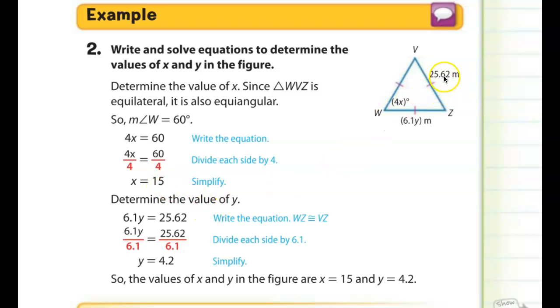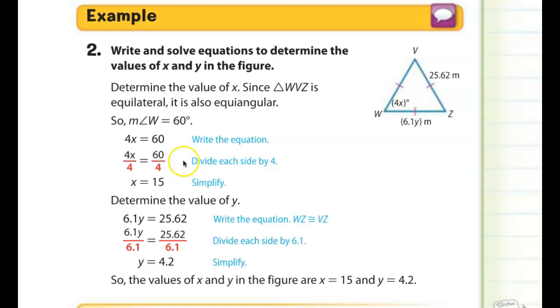And if we were to solve for y, 25 and 62/100 is the length of this side, and it's going to be equivalent to this side, so 6 and 1/10 times y is equal to 25 and 62/100. We divide both sides by 6 and 1/10, and we get y is equal to 4 and 2/10. We're going to do some problems together.